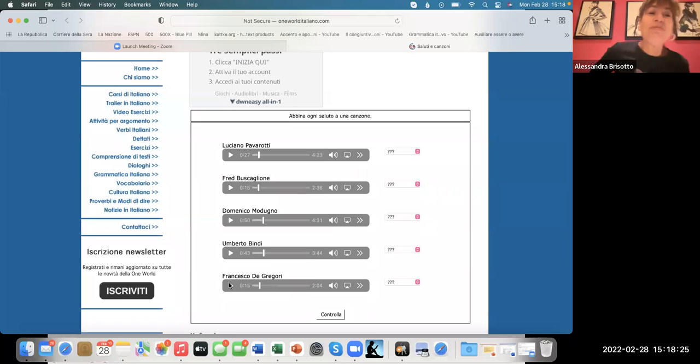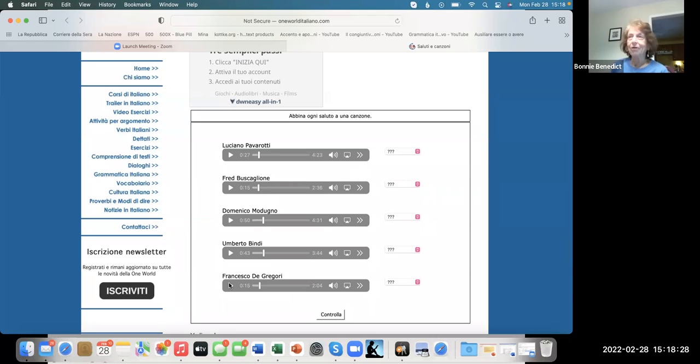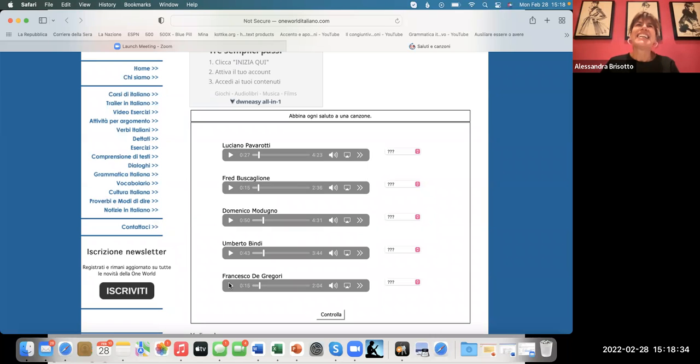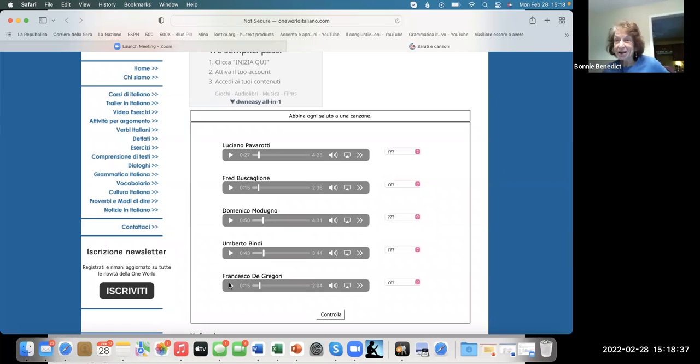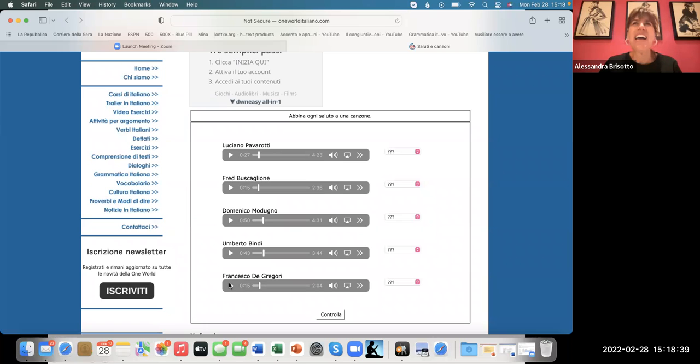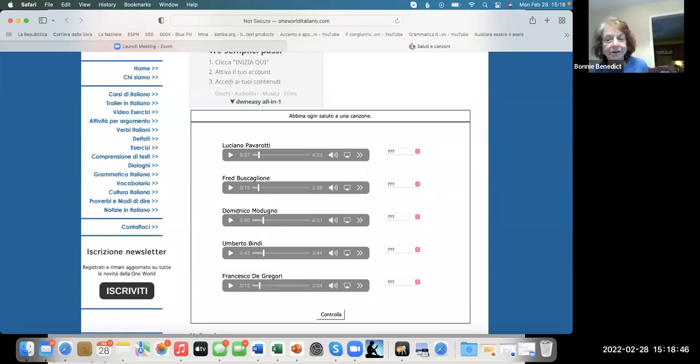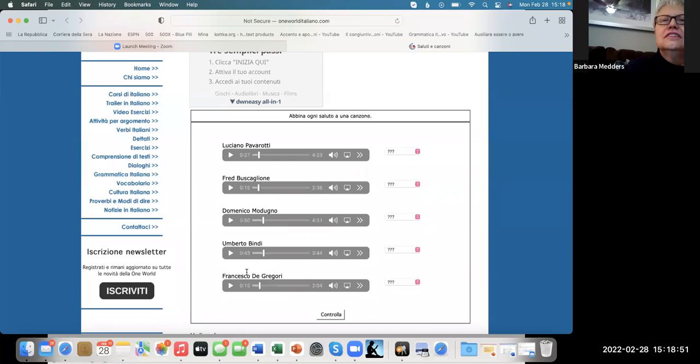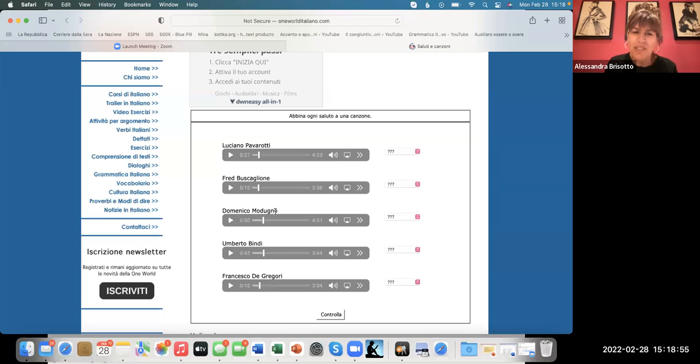Okay, so. Alessandra, what about that song Volare? You know, Volare. That's pretty famous. Yes, it is very famous. It's "Nel blu dipinto di blu." Who sang that? Domenico Modugno, this singer here. Domenico is the first name and Modugno is the last name.